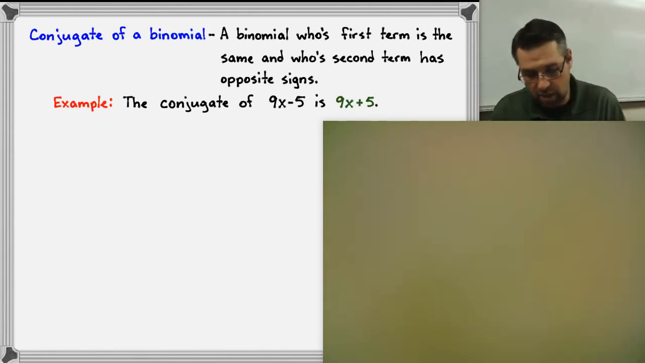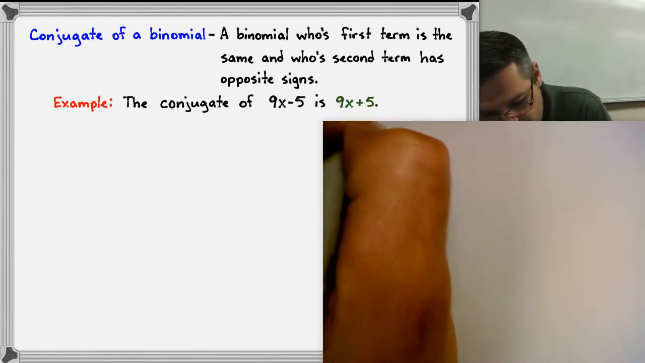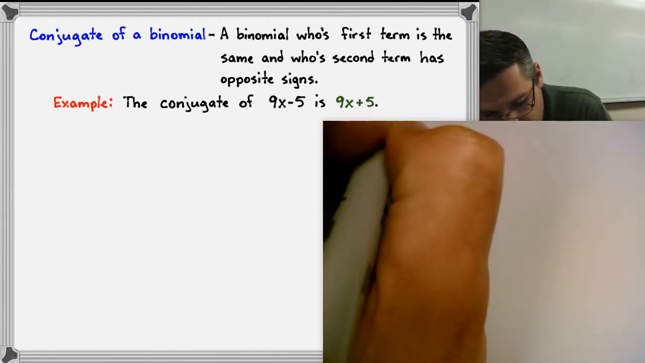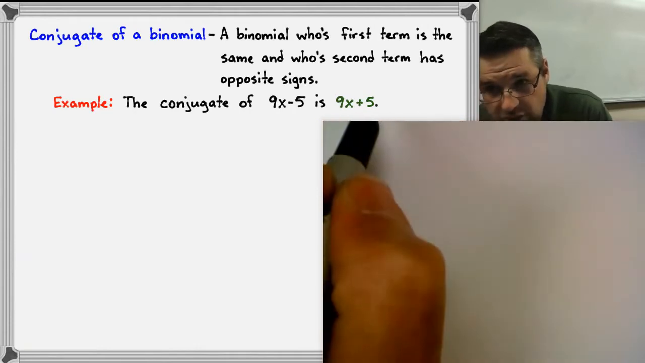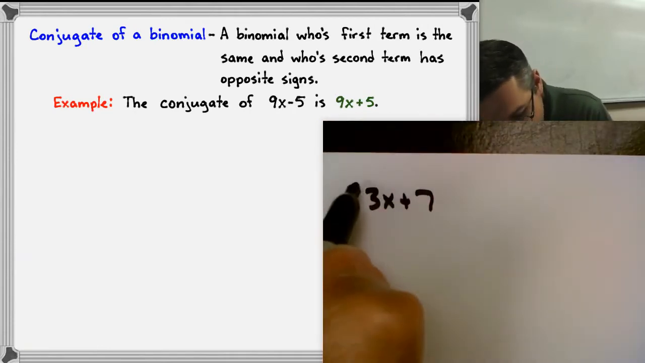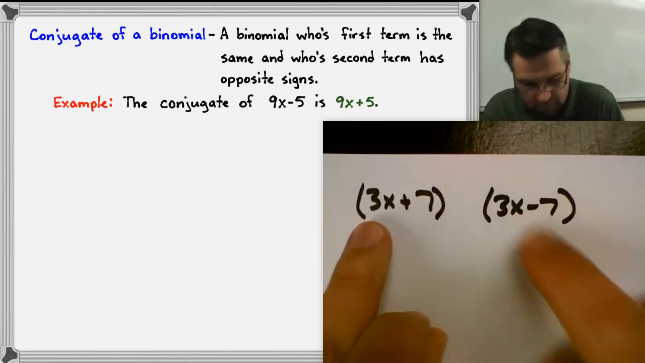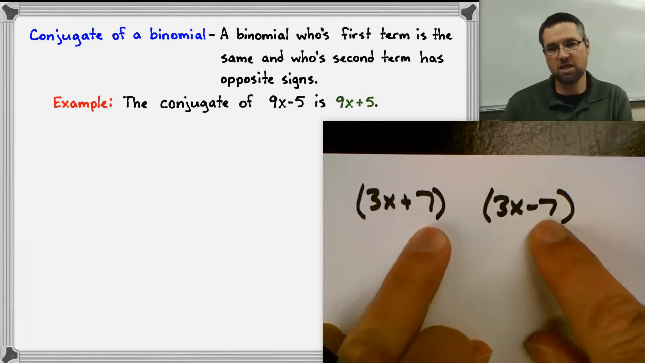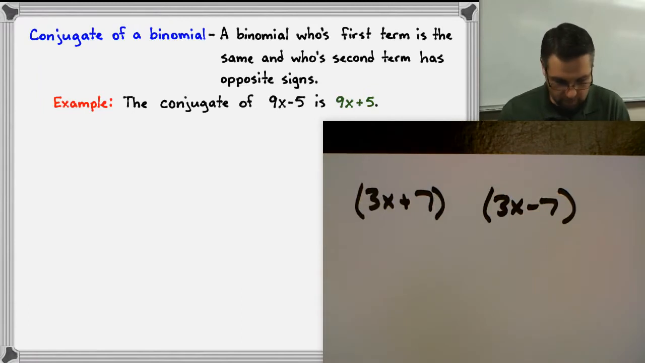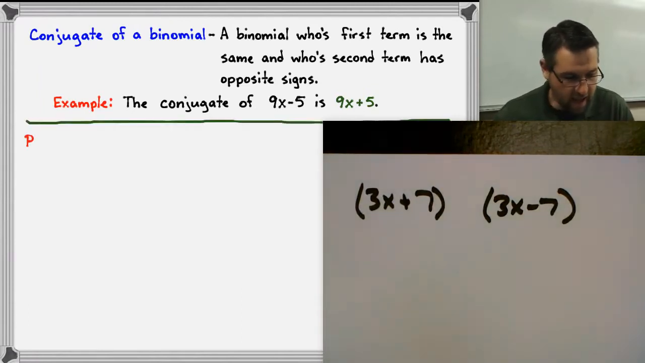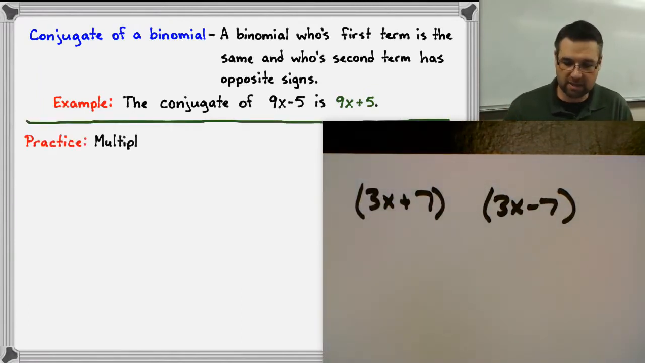Let me do another one here just so we can see the relationship. If I said 3x plus 7, then the conjugate of that would be 3x minus 7. The first term's the same, the second term's the same, it just has a different sign. That's all there is to it. Okay, that's what a conjugate is. Now, with that said, let's do some practice on this.